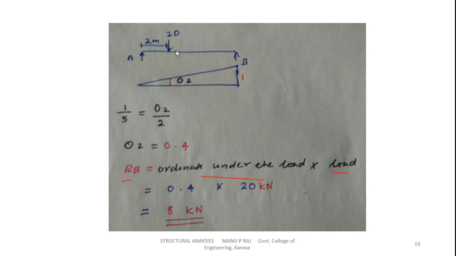This is our load. So ordinate under the load means this value, say it is O2. From similar triangles, this triangle and this small triangle: 1 by the total length 5 equals O2 by this length. Total length is 5, so this is 2. So O2 by 2, O2 will be 0.4. So the ordinate under the load is 0.4, and the load will be 20 kilonewton. So RB will be equal to the ordinate under the load into the load, equal to 8 kilonewton.